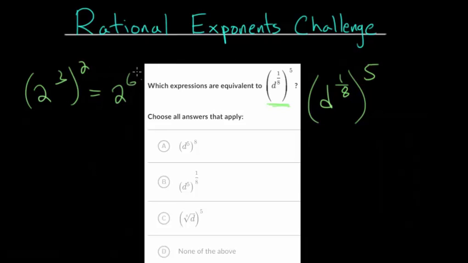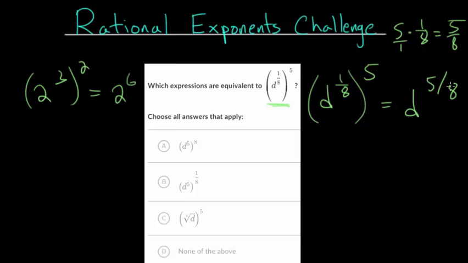Now, this pattern here, this property does carry over when you have fractional exponents. So we have this exponent to an exponent, and we're going to multiply. So we need to know what is 5 times 1/8, and we're multiplying a fraction by a whole number, so we can put this over 1, and then go straight across with our multiplication, and you get 5/8. So this is really d to the 5/8.